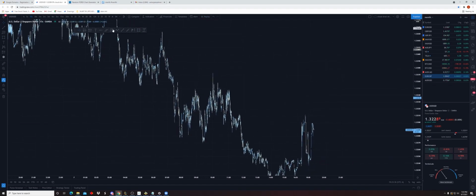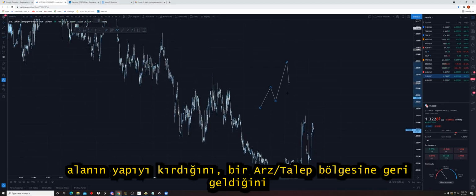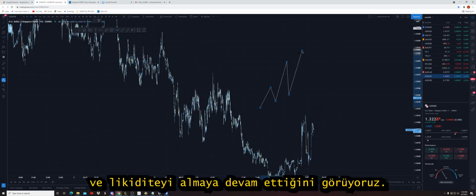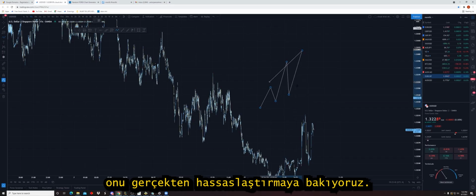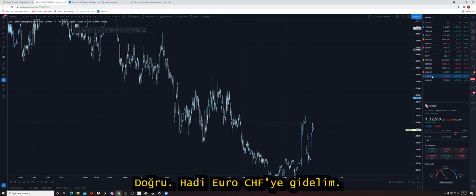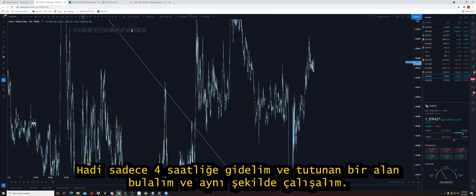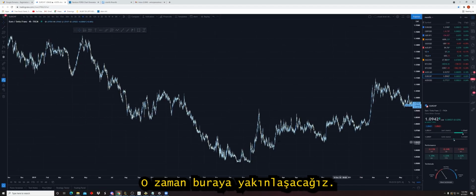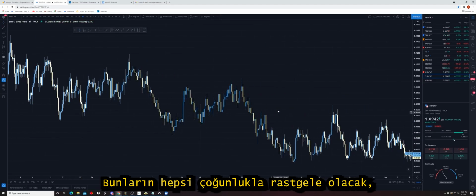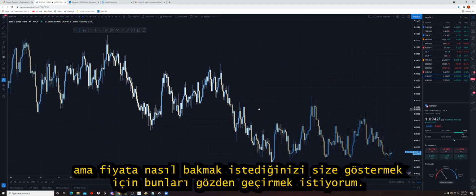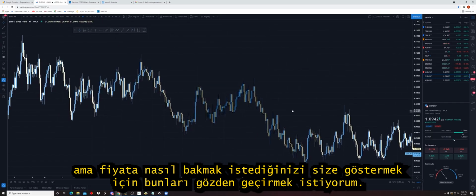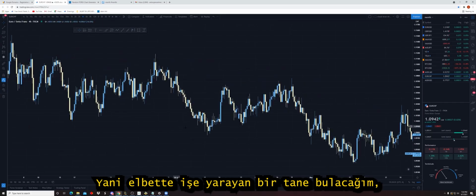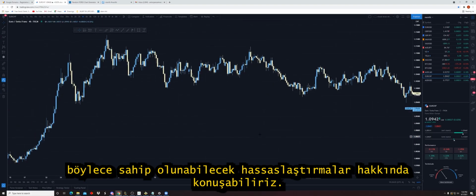Okay, so let's look at a few more refinements under these same parameters, right? With just seeing an area break structure, come back to a supply and demand zone, and continue to take out liquidity. And instead of just getting involved on it like that, we look to actually refine it, right? So let's go to Euro CHF. Let's just go to the 4 hour and find an area that held and worked the same way. So what we'll do is we'll zoom in here. These are going to be all random for the most part, but I want to go over these to show you how it is that you want to look at price. So I'm going to find one that worked, of course, so we can talk about the refinements that could be had.